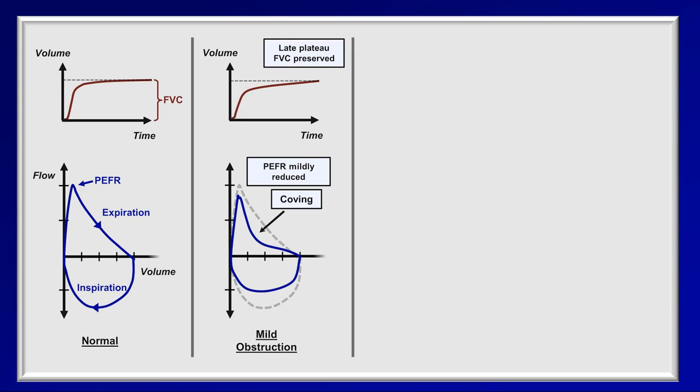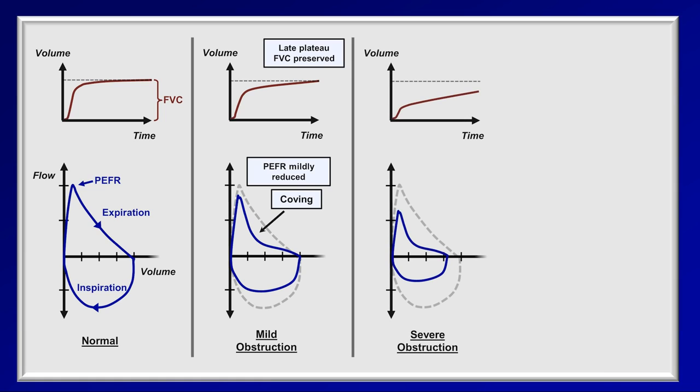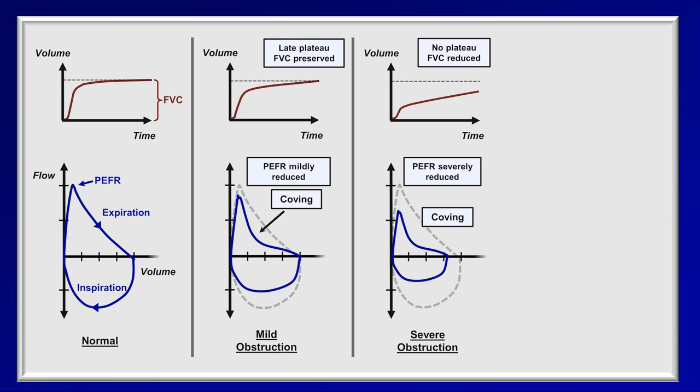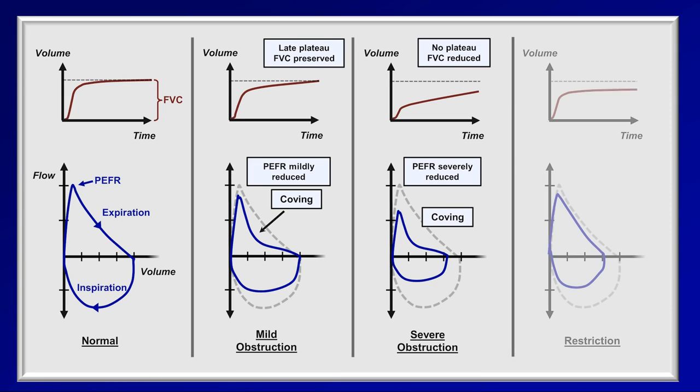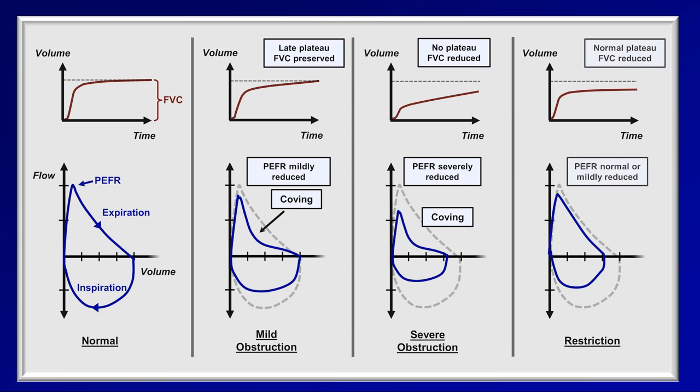In the next situation, severe obstruction, a reduction in the FVC is visible in both curves. In addition, in the flow volume loop, the peak flow is severely reduced and coving may be even more pronounced. In restriction, since airflow is normal, the plateau in the upper graph is achieved quickly. However, FVC is reduced. You'll notice that the flow volume loop looks like a normal loop that has been shrunken in all directions with no coving present.